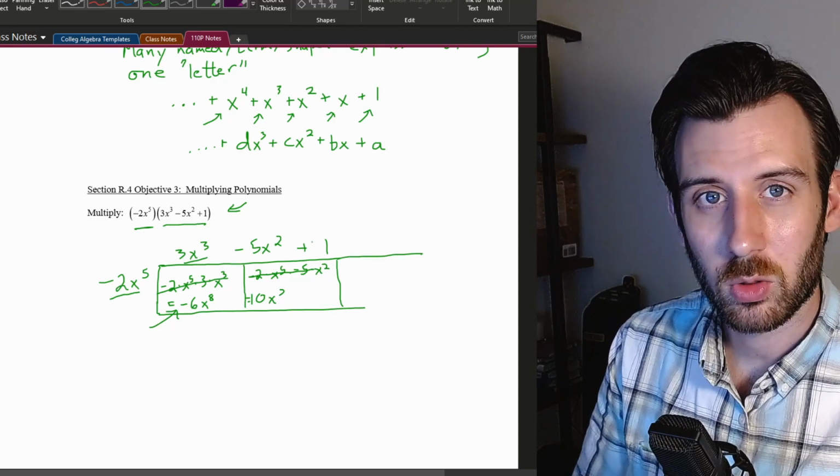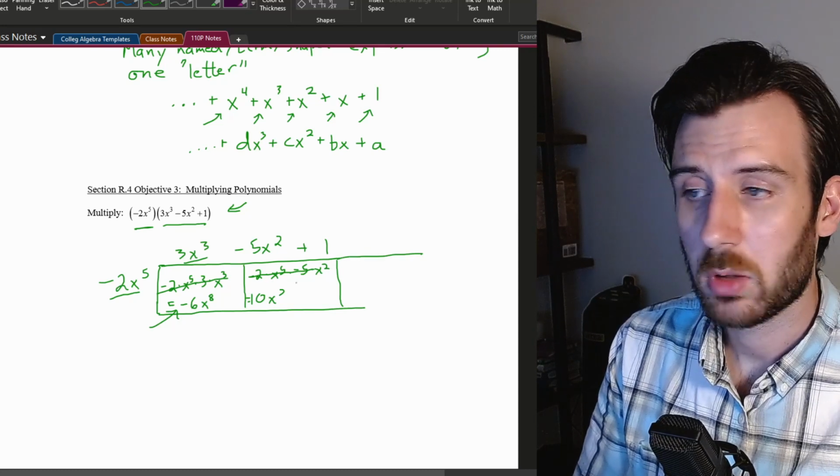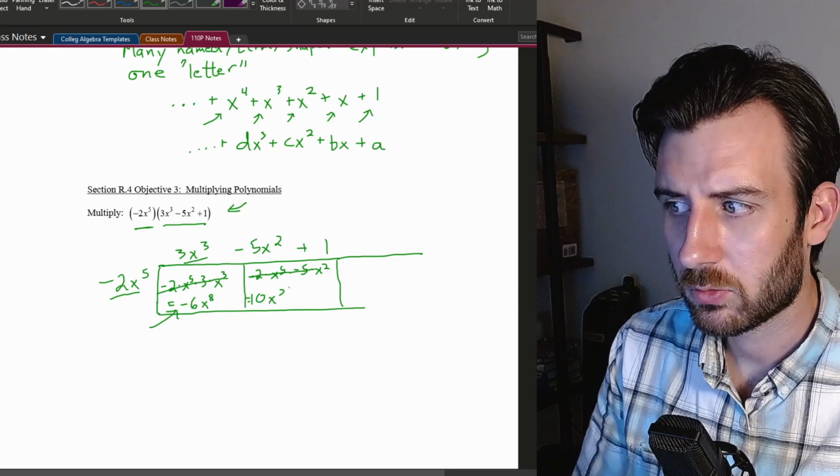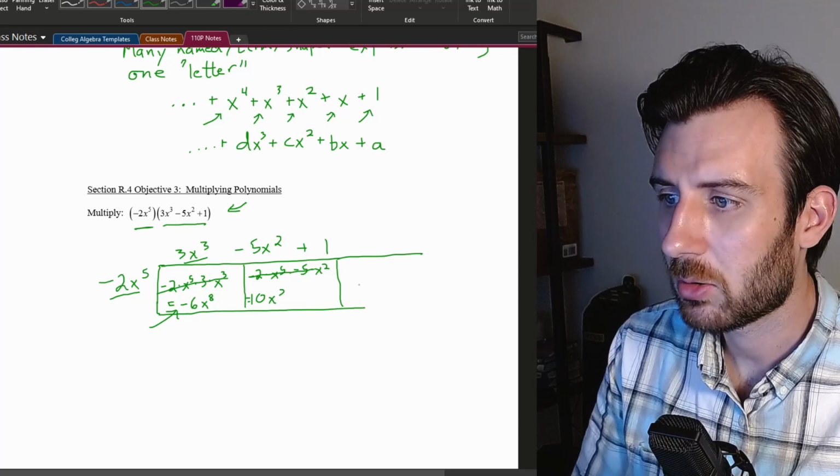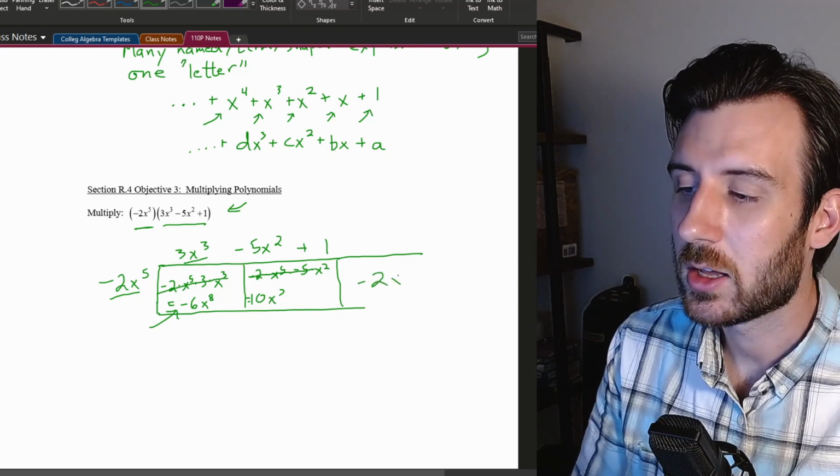Well, that would leave me a total of negative 2 x to the fifth ones, or negative 2x to the fifth as my resulting number. So that one's actually the easiest of all, negative 2x to the fifth.